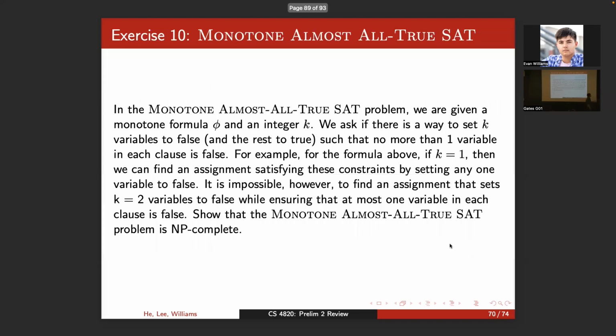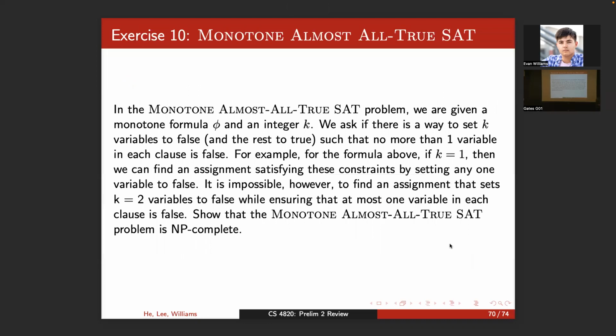Next slide. So in the monotone almost all true SAT problem, we're given a monotone formula phi. Again, no negations, it must be monotone. And we ask if there's a way for us to set k of these variables to false and the rest to true, such that no more than one variable in each clause is false. Does that make sense? Okay.